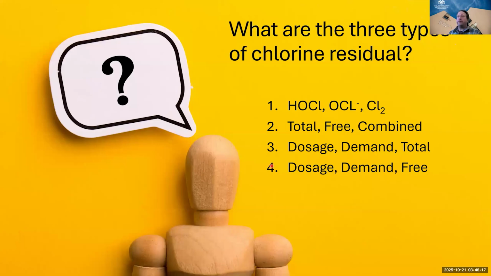You know, what are the three types of chlorine residual? Is it hypochlorous acid, hypochlorite ion, or chlorine? Is it total, free, and combined? Is it dosage, demand, and total, or is it dosage, demand, and free? So, we asked everybody to take a minute to go ahead and answer this poll question. What are the three types of chlorine residual?